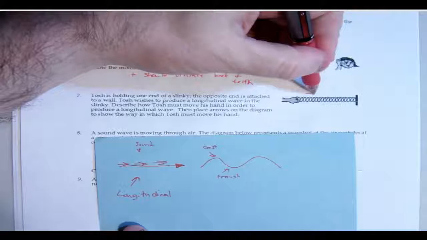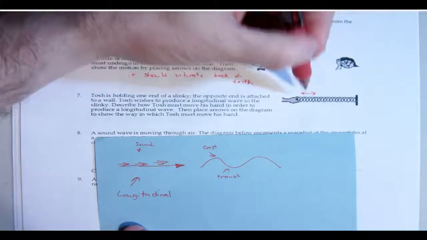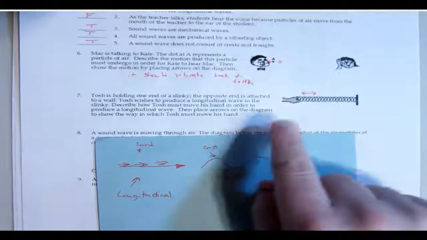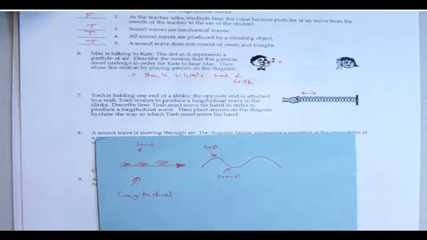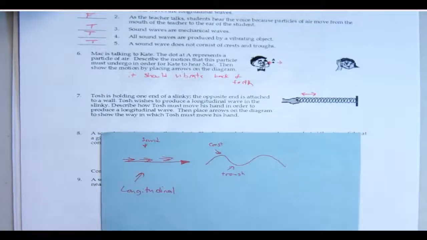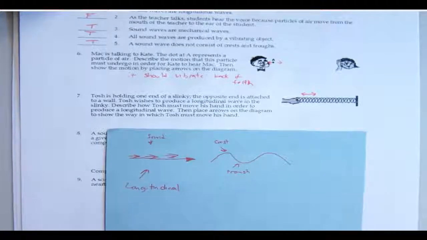Well, that's easy, right? Same kind of deal. Back and forth. You push it in, you pull it back. It compresses, and then it sends that compression along the slinky. Cool. So however you want to word that, make sure you do word it here. Something like he must push it and pull it, something like that.